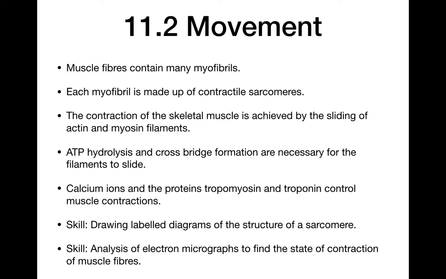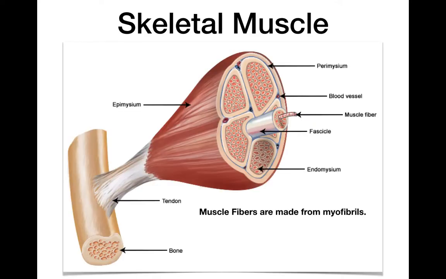And the contraction is achieved by sliding of actin and myosin filaments. ATP hydrolysis and cross-bridge formation are necessary for the filaments to slide. We use calcium ions and the proteins tropomyosin and troponin to control muscle contractions. You have to be able to draw and label a sarcomere and analyze electron micrographs to find the state of contraction of muscle fibers. That's more likely question to show up, the analysis type of question, than a drawing question for your RAS final. Okay, so here's the diagram.